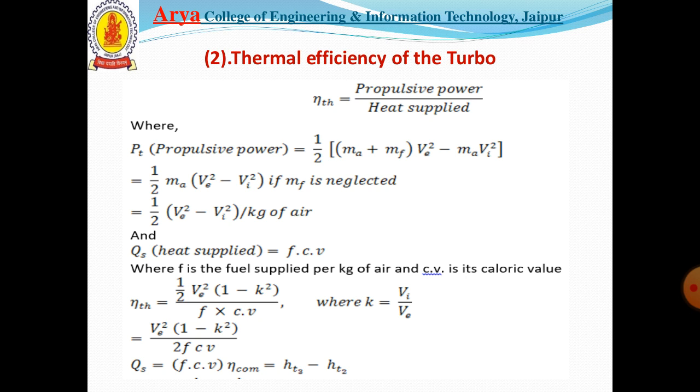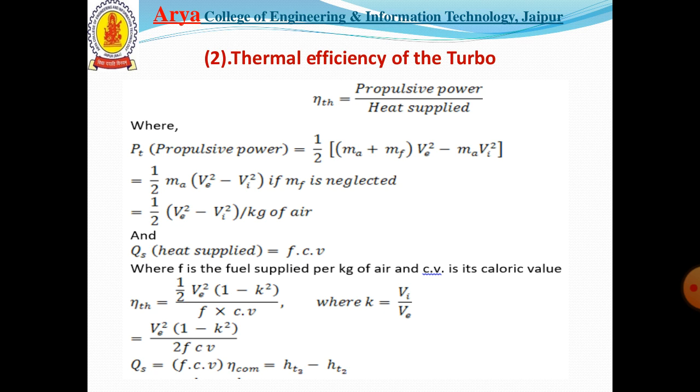And QS, the heat supplied, equals f into CV, where f is the fuel supplied per kg of the air, and CV is the calorific value of the fuel. Now the thermal efficiency, eta TH, equals half of Ve square into (1 minus K square) upon f into CV, where K equals Vi upon Ve. That is eta thermal equals Ve square into (1 minus K square) upon 2 f CV.